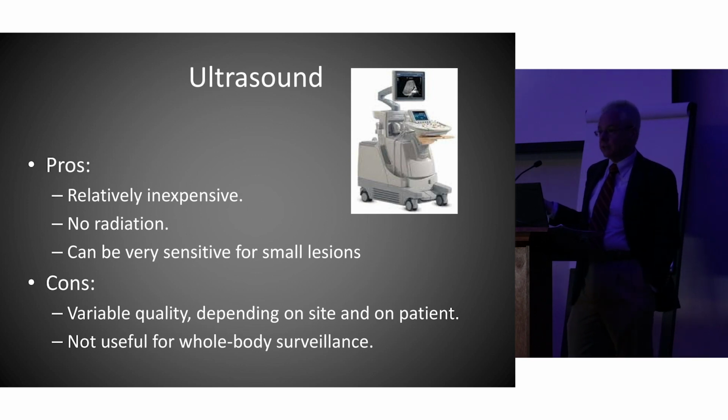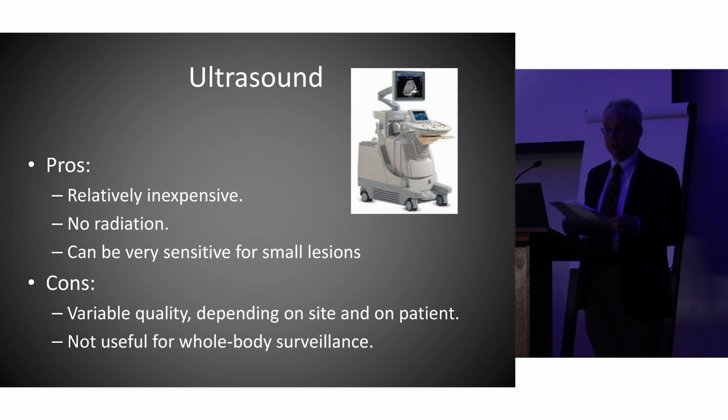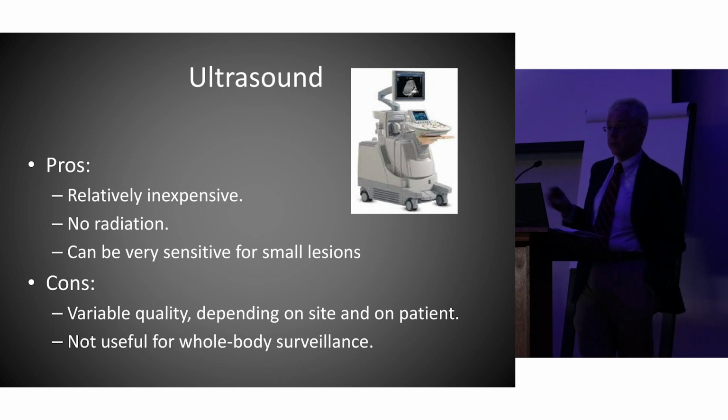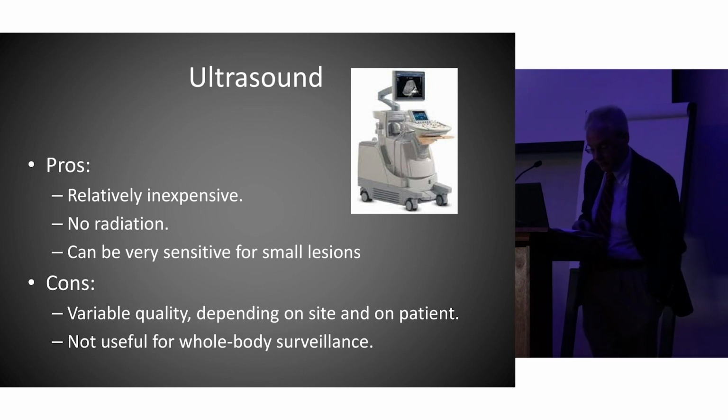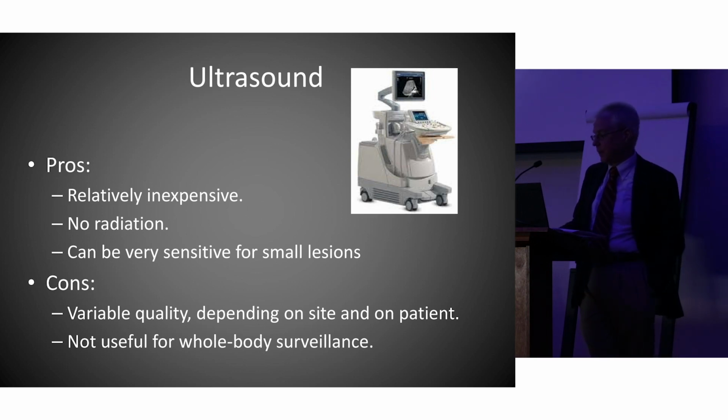Ultrasound: inexpensive. There's no radiation. It can be very sensitive for some small tumors, but it's also easy to miss things because it is very operator dependent, and quality varies substantially from institution to institution. And it's impractical for whole body surveillance. It's good to focus on one area, but you can't see everything from here to here on an ultrasound, and frankly, it doesn't image certain organs very well. Like, you can't see the lungs well with ultrasound.